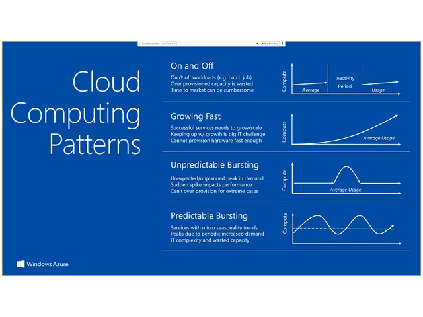And another one that probably fits quite well into education is predictable bursting. So around exam time, exam results time, everything's going to come under a bit more pressure. Your infrastructure might be strained, so you can burst it up when needed and then bring it back down again when you don't.